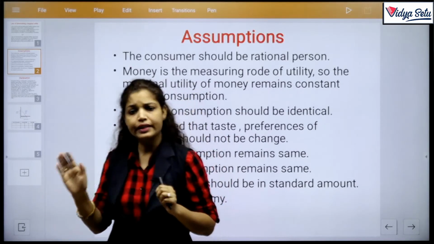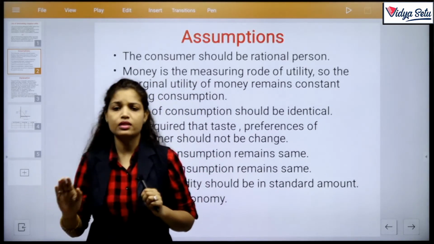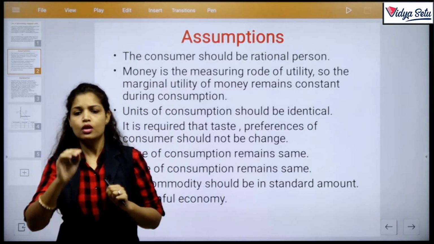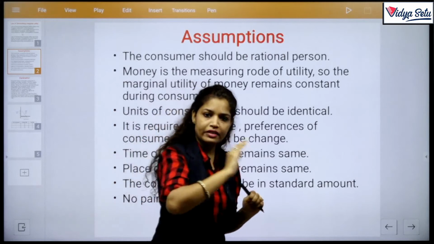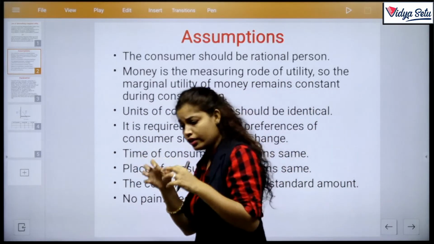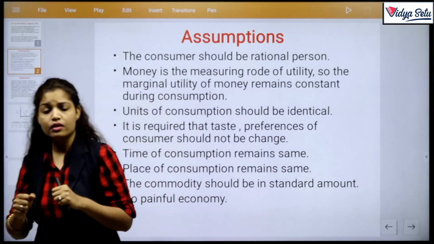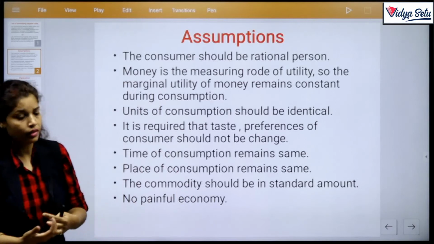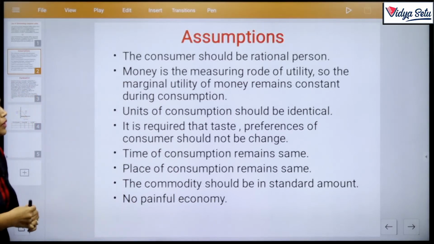कोई बेवकूफ, कोई idiot की बात नहीं कर रहे हैं. We don't discuss the idiot person. We discuss the rational person who has very good knowledge of where he goes or where he purchases the commodity, so he receives maximum satisfaction from that commodity. Clear? Next one. Money is the measuring rod of utility, so the marginal utility of money remains constant during consumption.